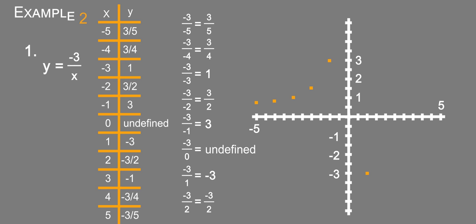At 1, we're at negative 3. At 2, we're at negative 3/2, or negative 1.5. At 3, we're at negative 1. At 4, we're at negative 3/4. And at 5, we're at negative 3/5, which is going to be right about here.